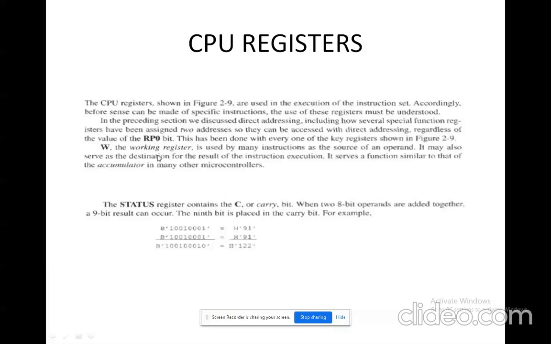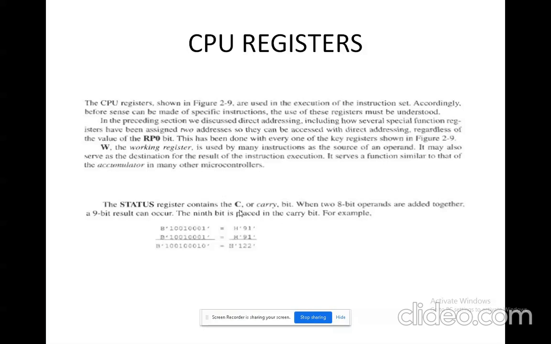Okay, so the status register. Next, we are going to see about the status register. First was the working register, one of the registers in the CPU registers. The CPU registers have many types. In that, the second one is the status register. The status register contains the C bit. C is nothing but the carry bit.